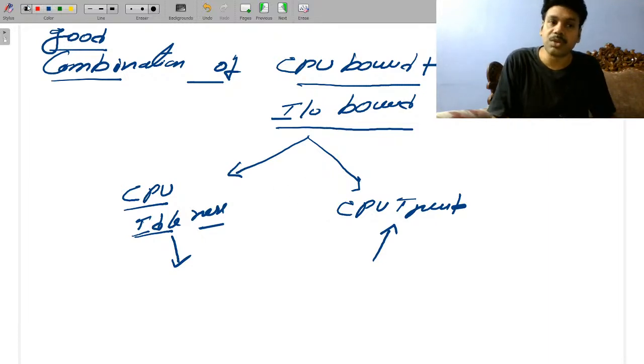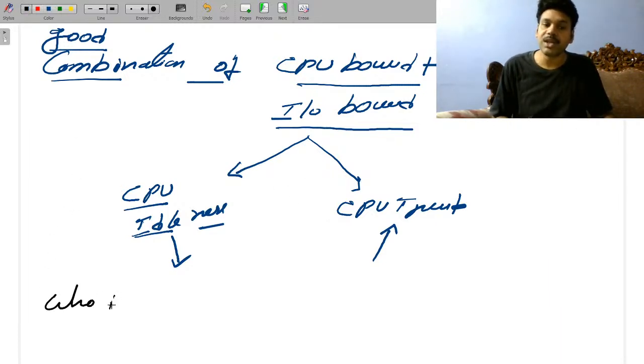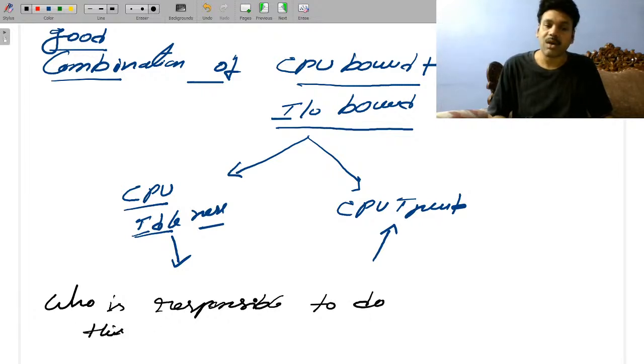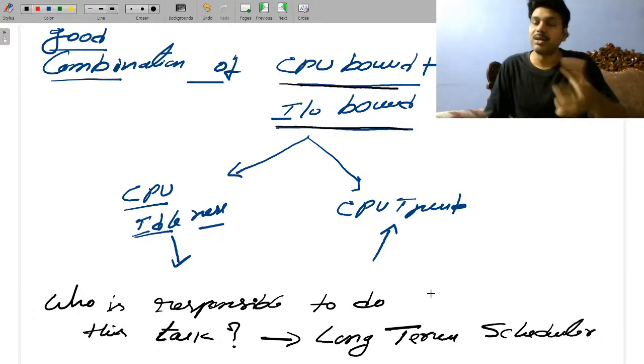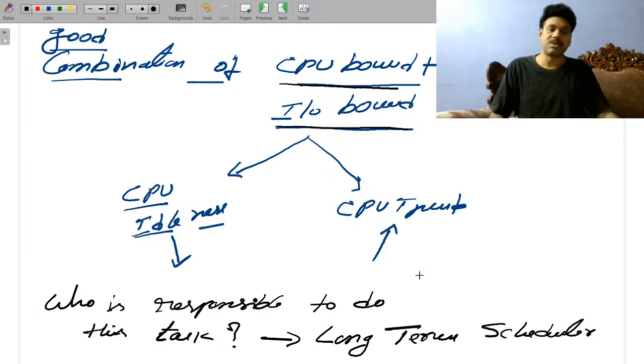So who is responsible for this kind of selection? This is very important. Who is responsible for this task? What is the task? A good combination of CPU plus IO bound. There is one component. What is that component? The long-term scheduler. The long-term scheduler is responsible for this kind of task. Its responsibility is that it will take the combination of IO bound and CPU bound processes in priority over the other processes.